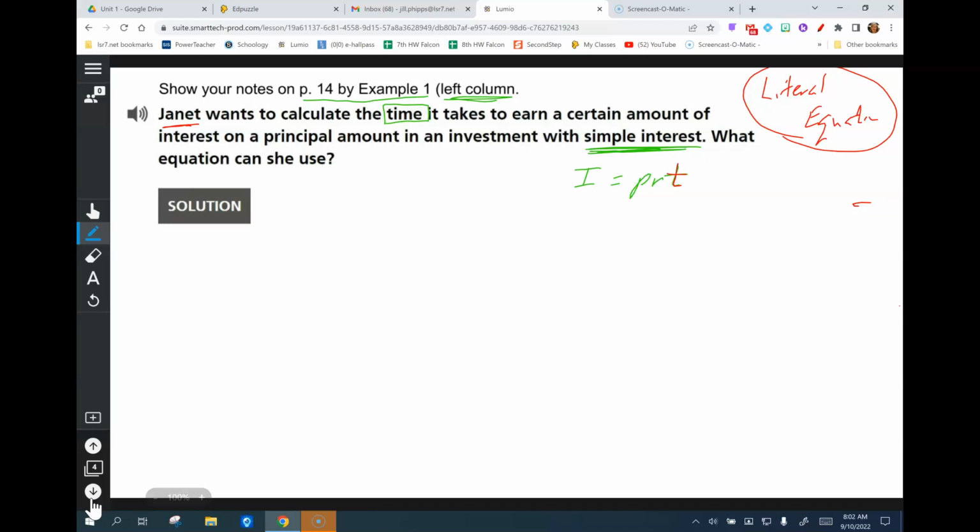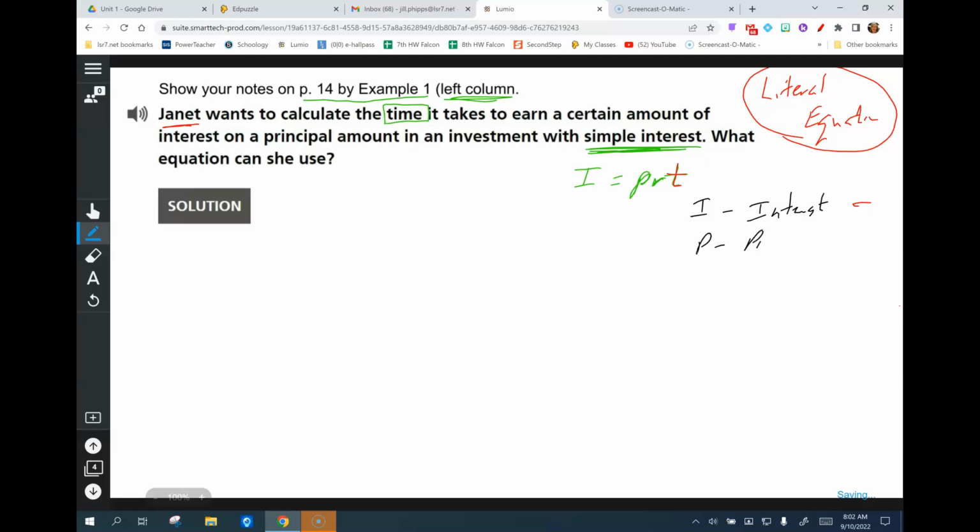So what we need to realize then is, how are p and r connected to t? Hopefully you said multiplication, and you would be right. Oh, before we go any further, I should indicate what these all stand for. And so I is the interest, the simple interest, not compound.